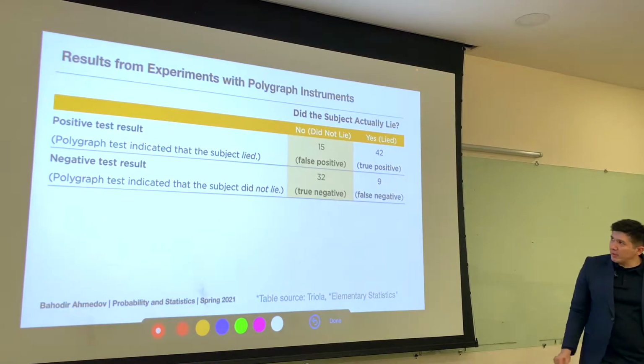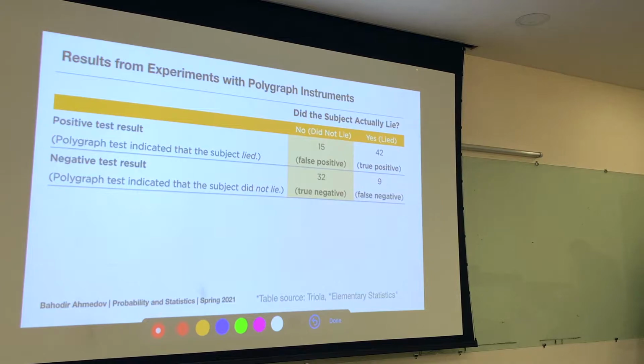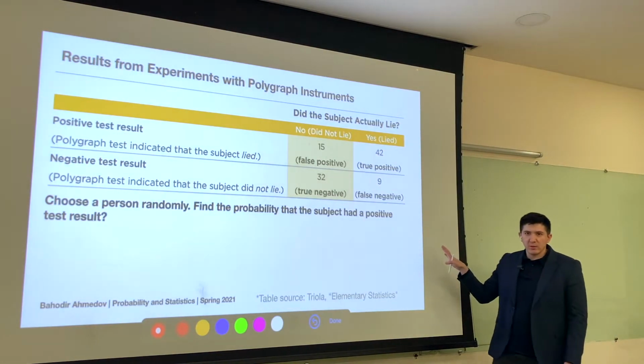So let's evaluate the probability. This is a very cool table where we are going to evaluate the probabilities and conditional probabilities very easily. So let's assume that there are 98. Did you understand the table? What does it mean, all of this table?